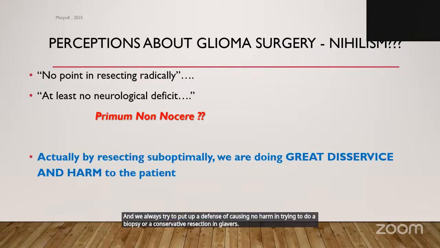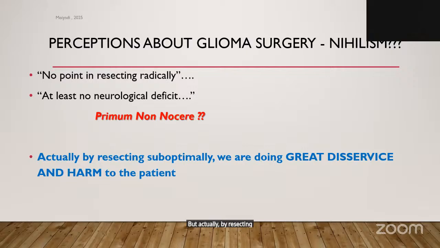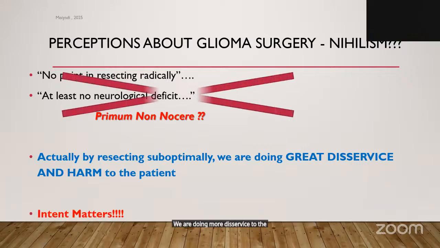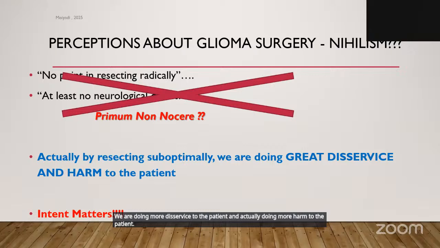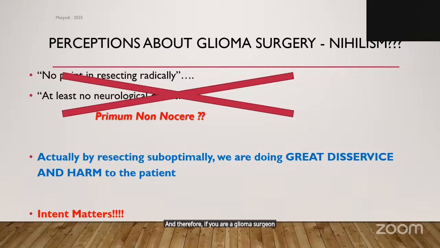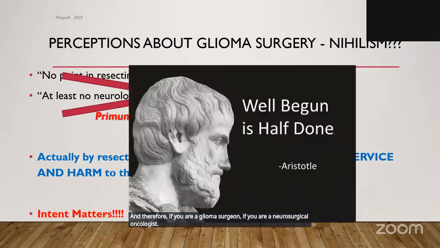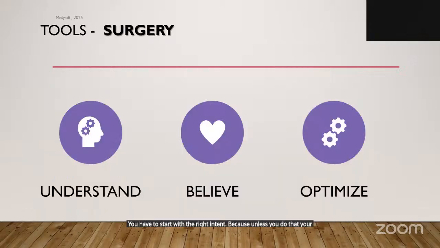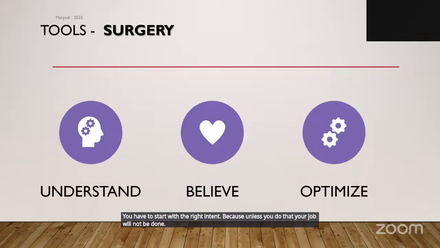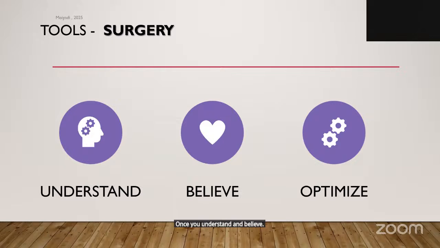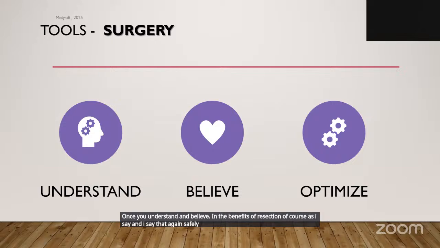But actually, by resecting suboptimally, if you look at all the evidence and the literature which is available, we are doing more disservice to the patient and actually doing more harm to the patient. And therefore, if you are a glioma surgeon, if you are a neurosurgical oncologist, you have to start with the right intent, because unless you do that, your job will not be done. Once you understand and believe in the benefits of resection, safely, then the onus on you is to optimize this resection.